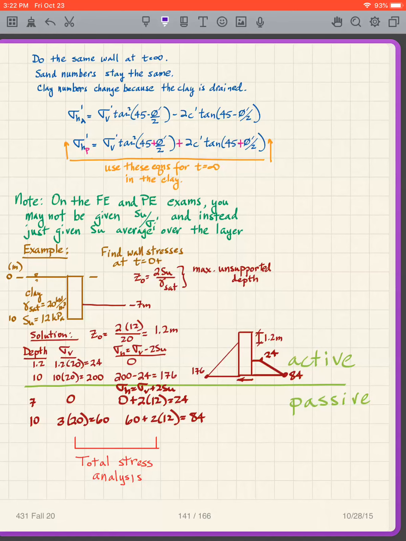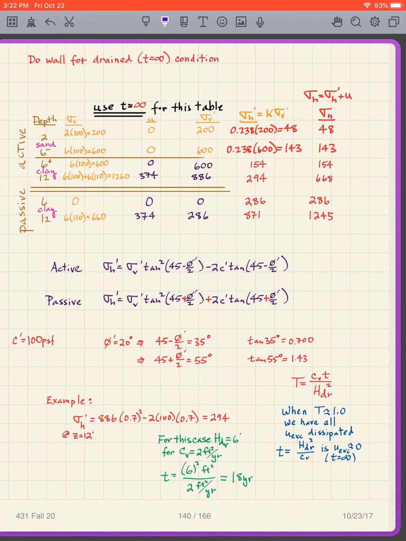Okay, the previous video got cut off just a little bit, so let me explain one more thing. We did this was the wall for the t equals infinity condition, and the question can be, when is t equals infinity? You can make an estimate of it using our consolidation type equation for the dimensionless time, or time factor, whatever you call capital T.